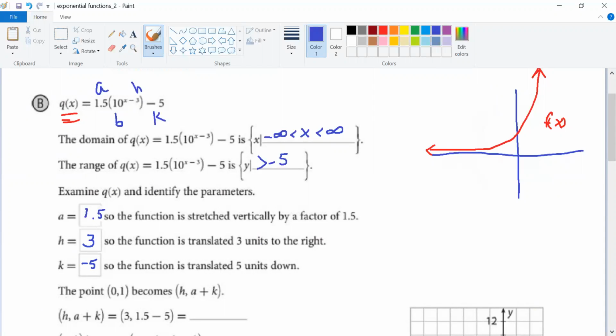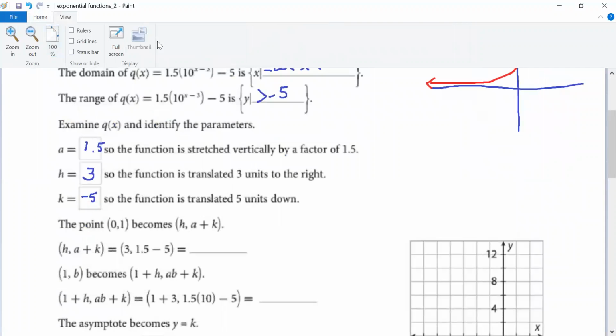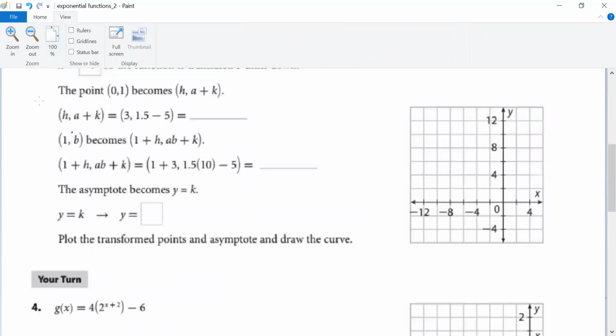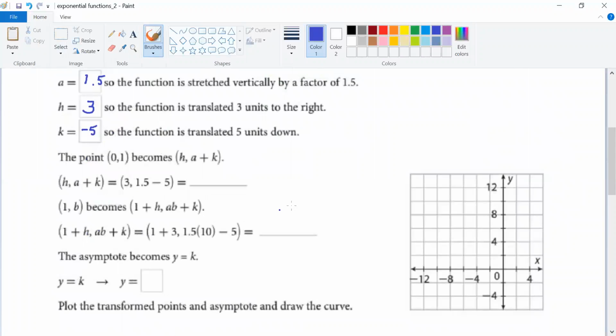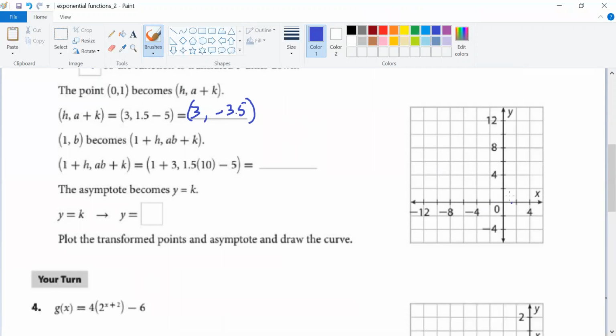Okay, let me scroll down a bit. I lost my functions. There we go. The point (0, 1) becomes the value of h, and that's the x value, and a plus k becomes our y value. They already show that for us. So our h value is 3, and our y value is 1.5 minus 5, which becomes negative 3.5. Let's plot that. 3 is about right here, and negative 3.5 goes about right there. So that is one of our critical points.